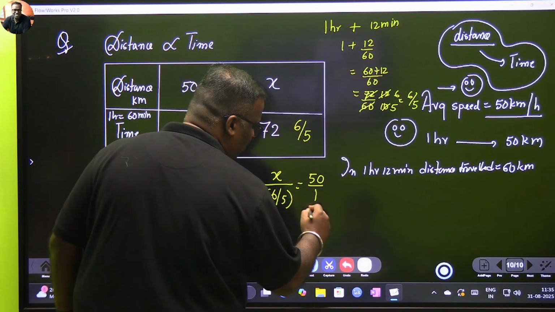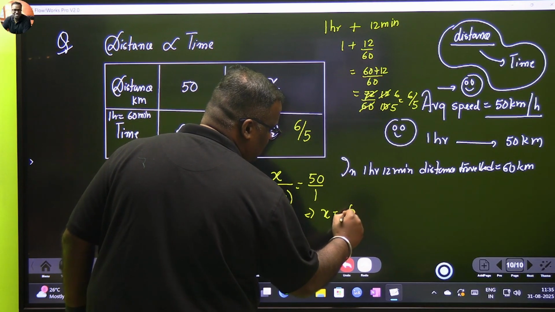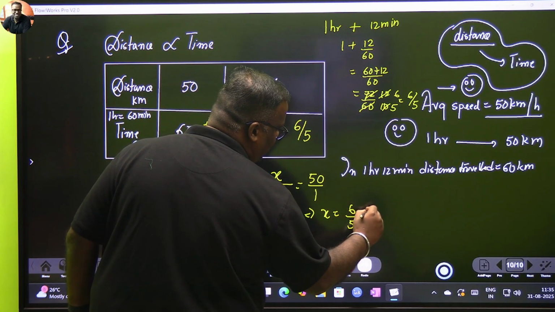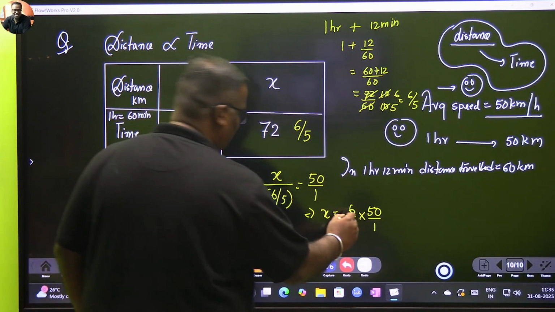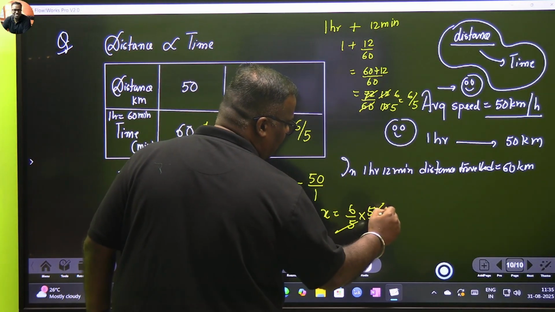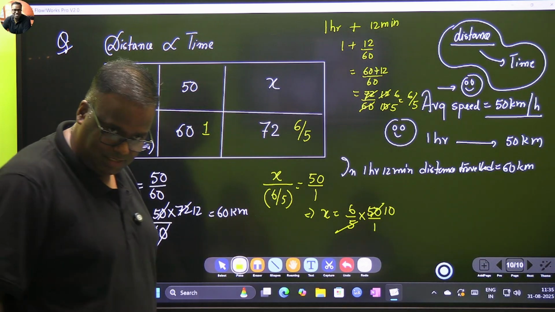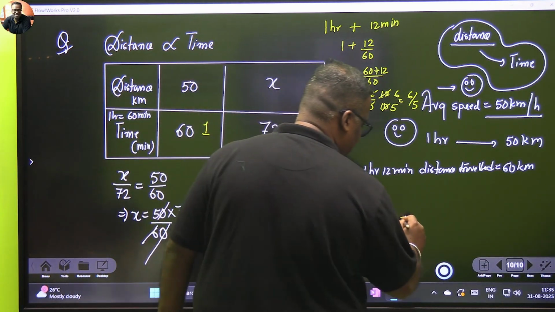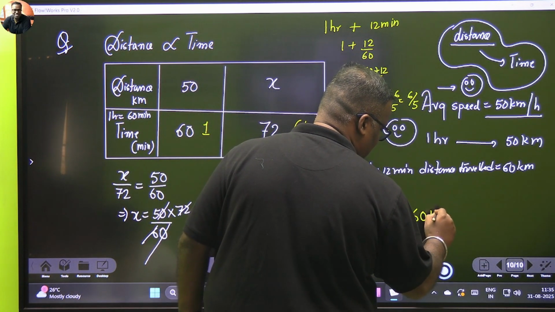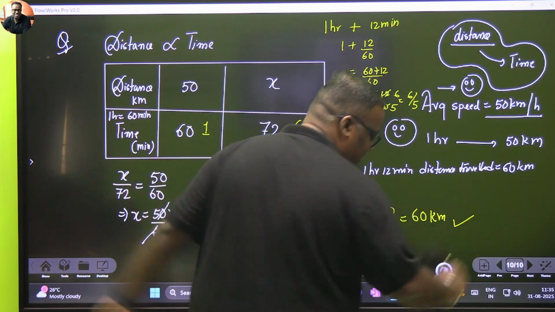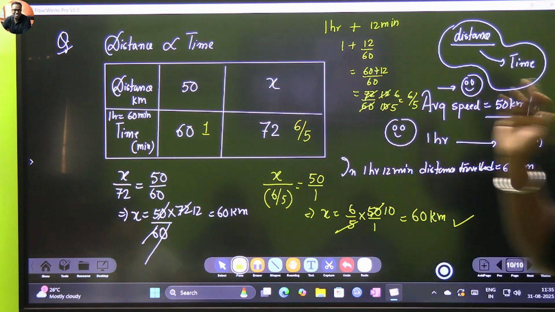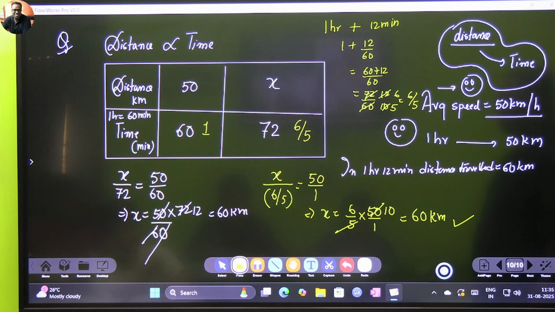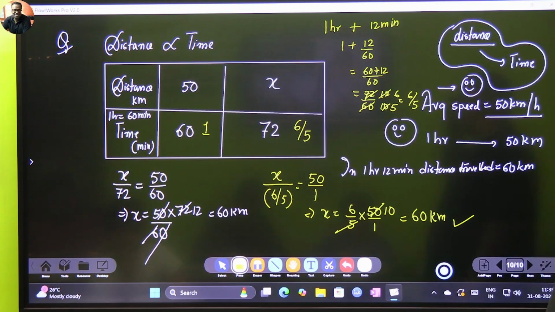Then what do we do? X equals 6 by 5 multiplied by 50 by 1. You agreed? 5 tens are 50. 10 into 6 is 60. The answer is correct. It doesn't matter how you do it, as long as your concept is correct, your answer will come out correct.